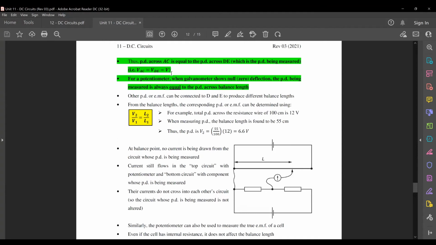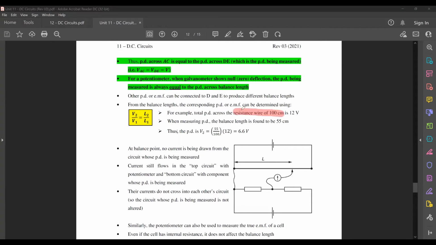Let's just say, for example, I tell you that the resistance wire had the length of 100 centimeter and the total PD across it was 12 volts, because EMF just now was 12 volts. Okay, so this one was before I connect the PD to be measured. Once I want to measure the PD, I go and slide the jockey around until my galvanometer reading reaches 0. And I found out that the balance length is 55 centimeter.